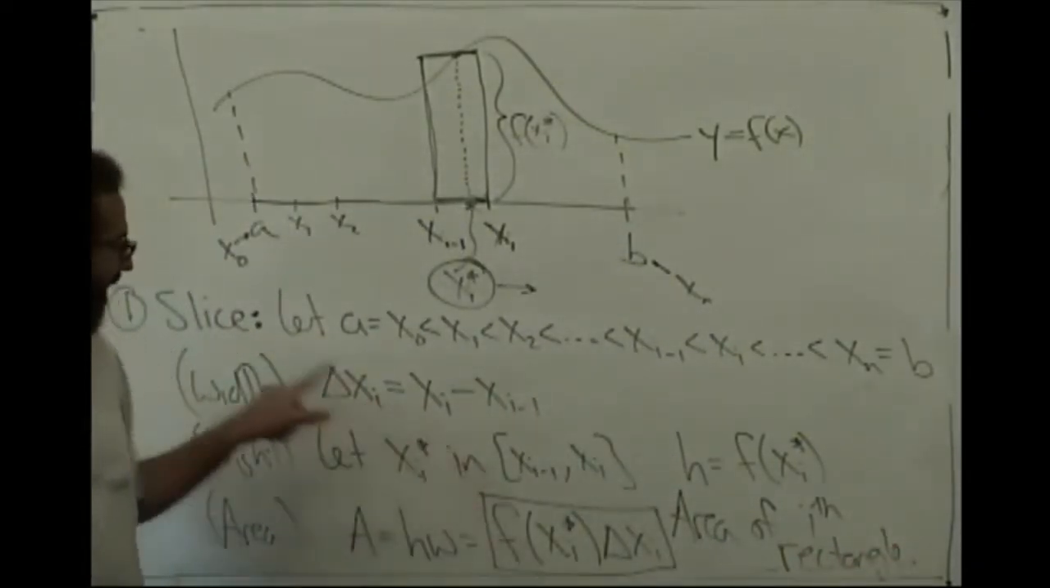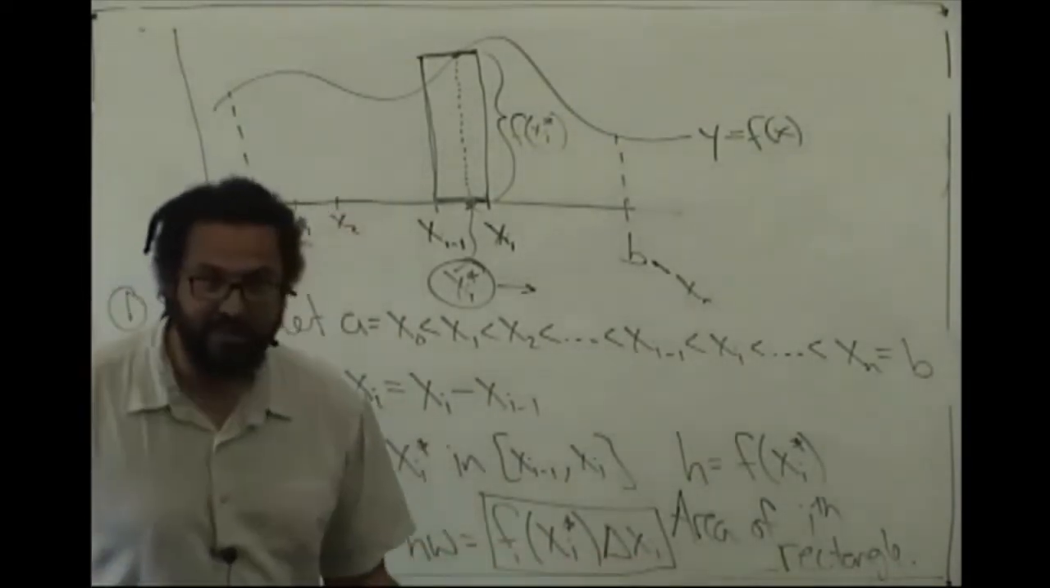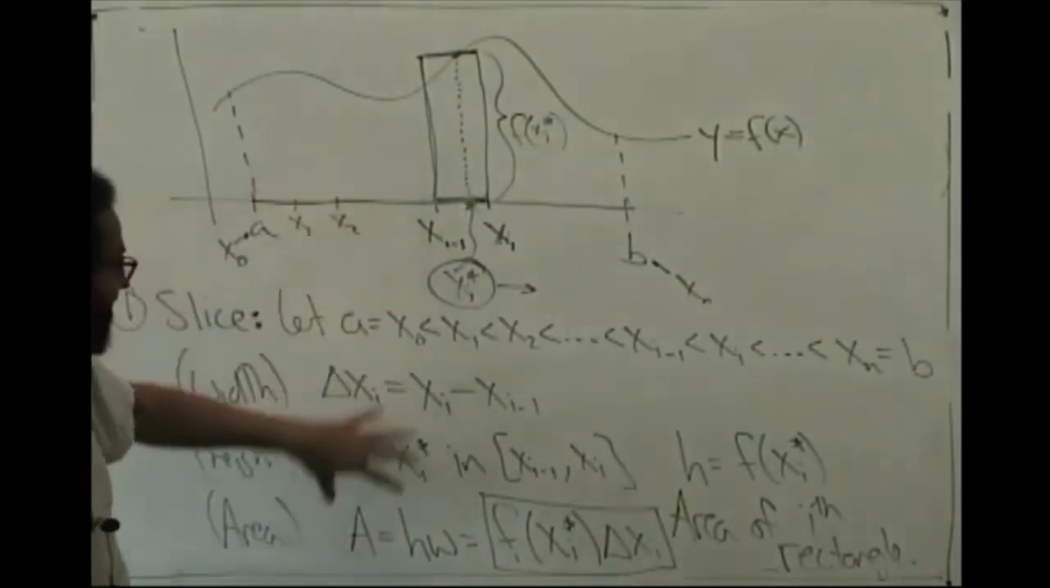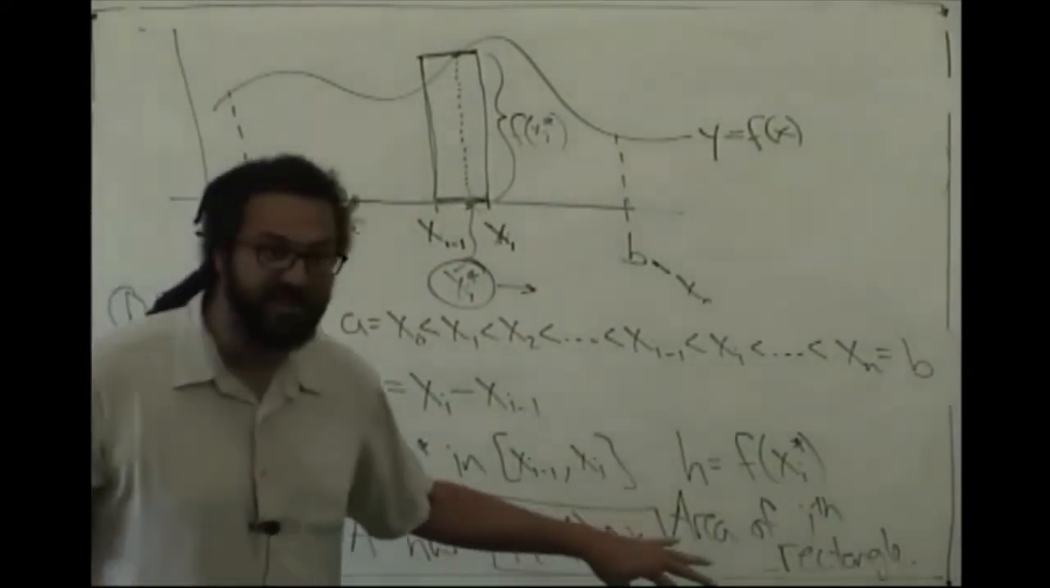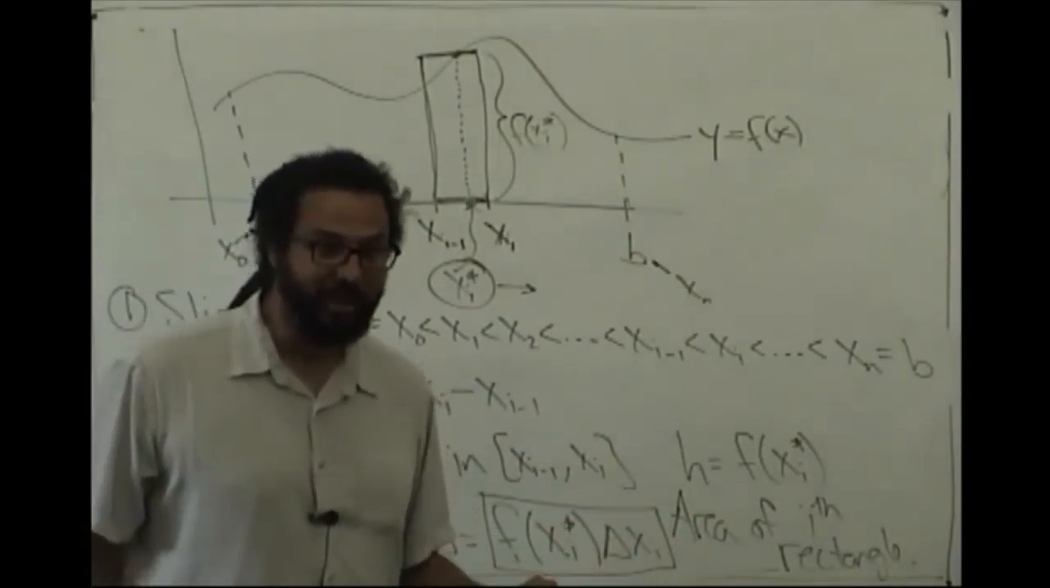Okay, so that's the slice part. It's just the height times the width. That's going to be the area of the ith rectangle. Make sure you're good on this notation. I know there's a lot of notation going on. There's going to be a little bit more, and then we'll be able to go through one of these problems.